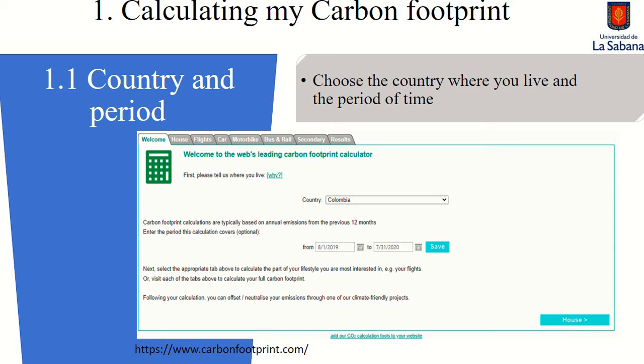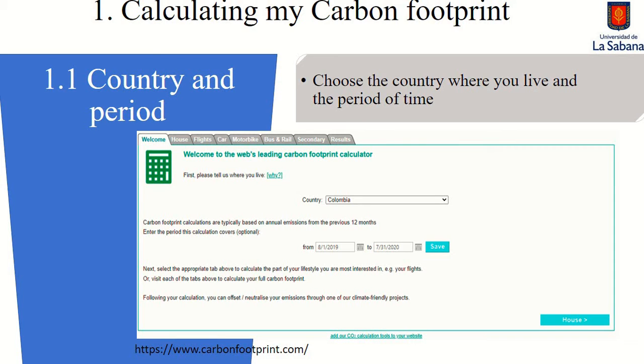The first thing to do is choose the country where you live and the period of time where you want to know the amount of your carbon footprint. This is important because the amount of carbon footprint is not the same in two different countries and varies depending on the duration of the analysis.